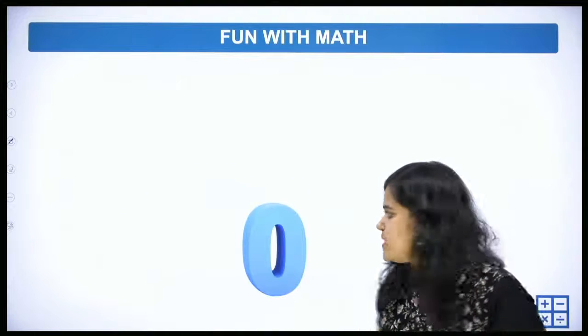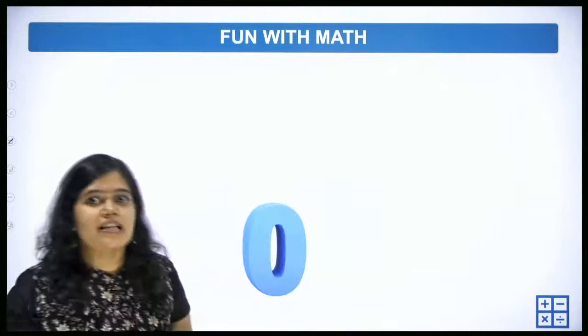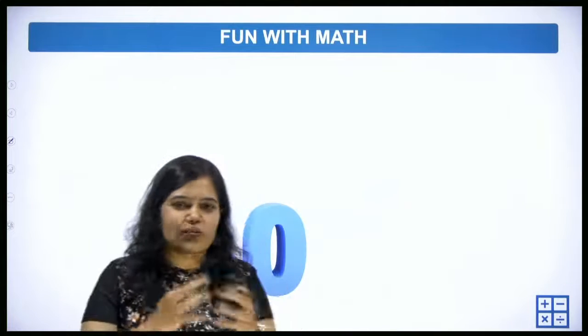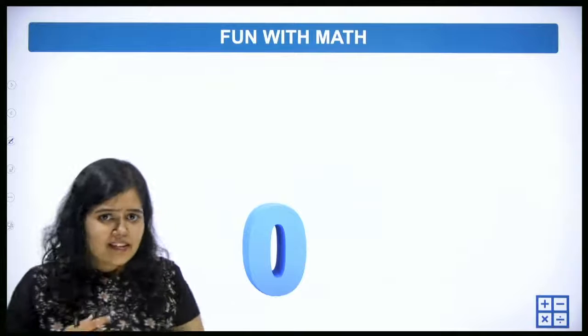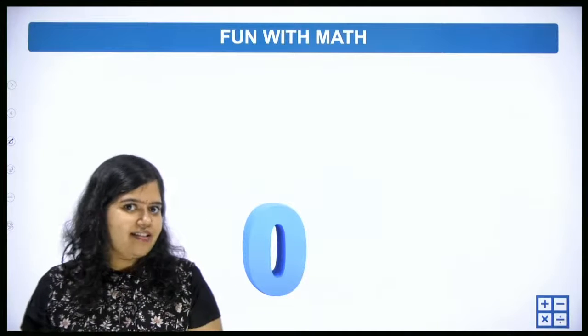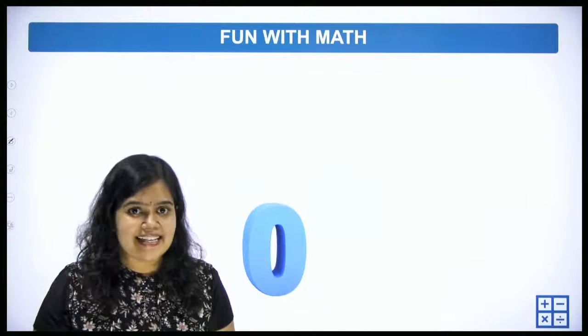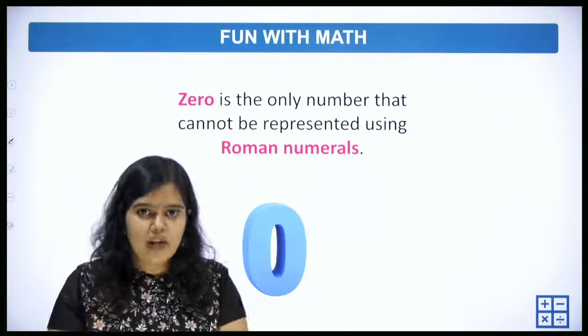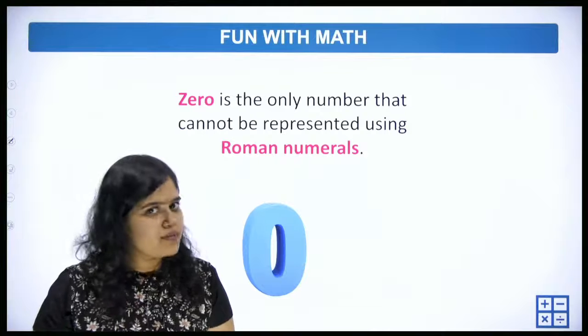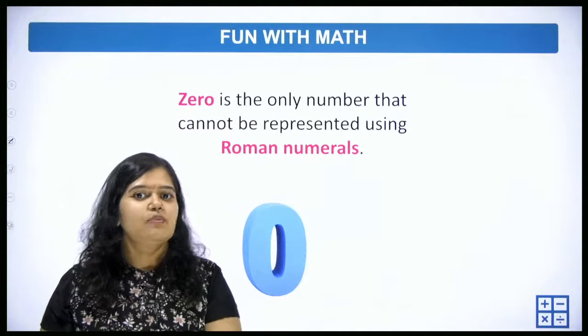Like this is invented by Indians. So 0 has no value if it is on the left. 0 has a value if it is on the right. 0 is very special. It is neither prime nor composite. Several things to it. And there is one more specialty of 0. That is, 0 is the only number that cannot be represented using Roman numerals.